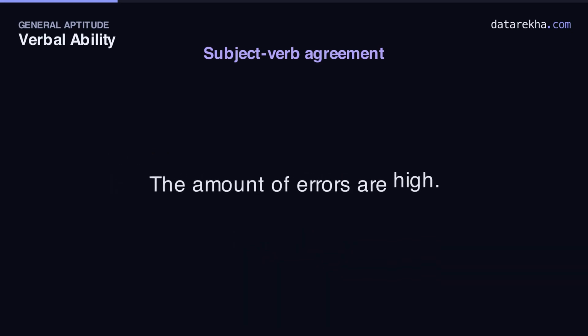Third, the amount of errors are high. Same trap dressed differently. Of errors is only a modifier. The subject is amount. Amount is singular. So it takes is, the amount of errors is high. See the pattern? The word right before the verb is almost never the subject.